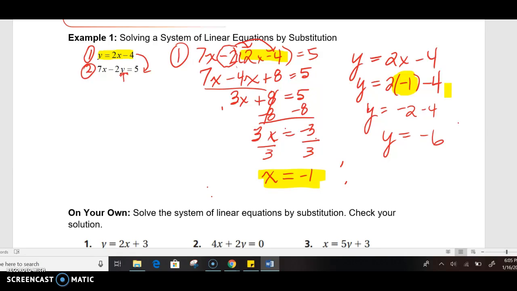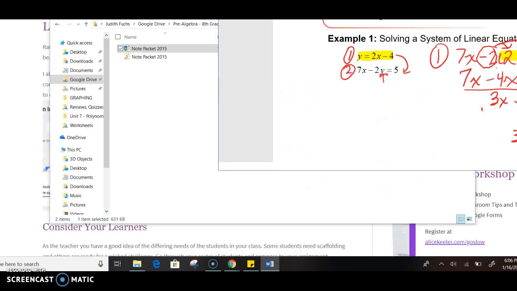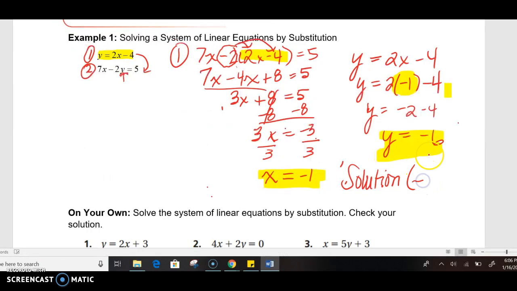Okay, quick reminder of a couple of things before we move on. First of all, please remember that when you solve a system of linear equations, your solution should always be written as an ordered pair in the form of x comma y. So my solution here is negative 1 comma negative 6.